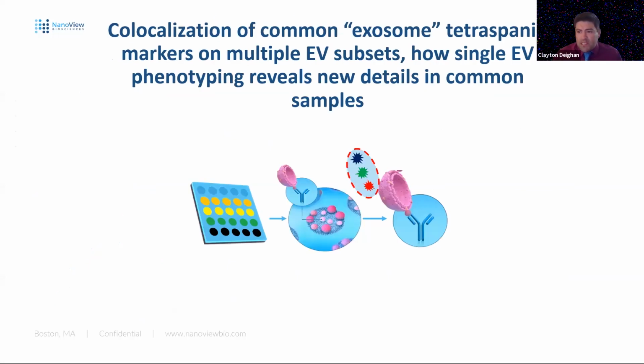But what I'm about to present is going to show you how colocalization of common exosome quoted tetraspanin markers on multiple EV subsets. That is that although we'll show CD63 as commonly displayed on endosomal derived EVs, we can have it displayed on a multitude of EVs and vice versa. And we're going to find that out through this single EV phenotyping.